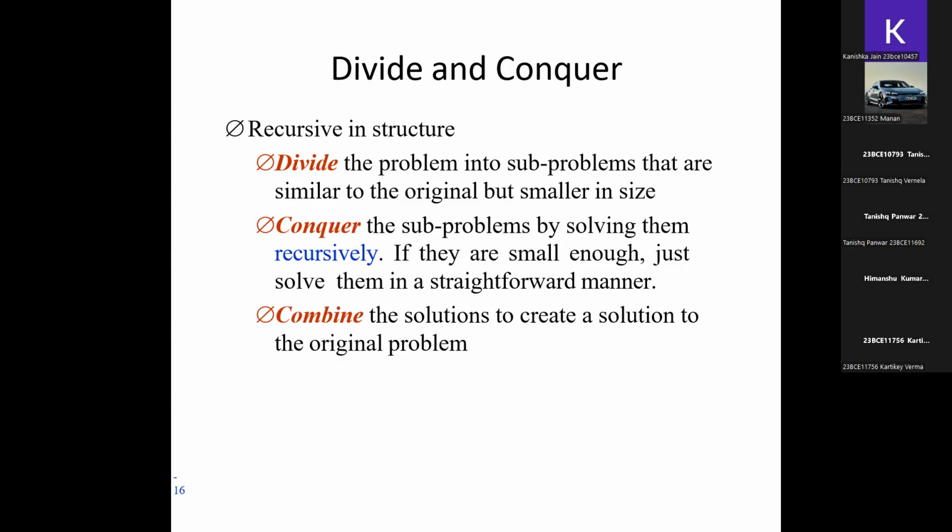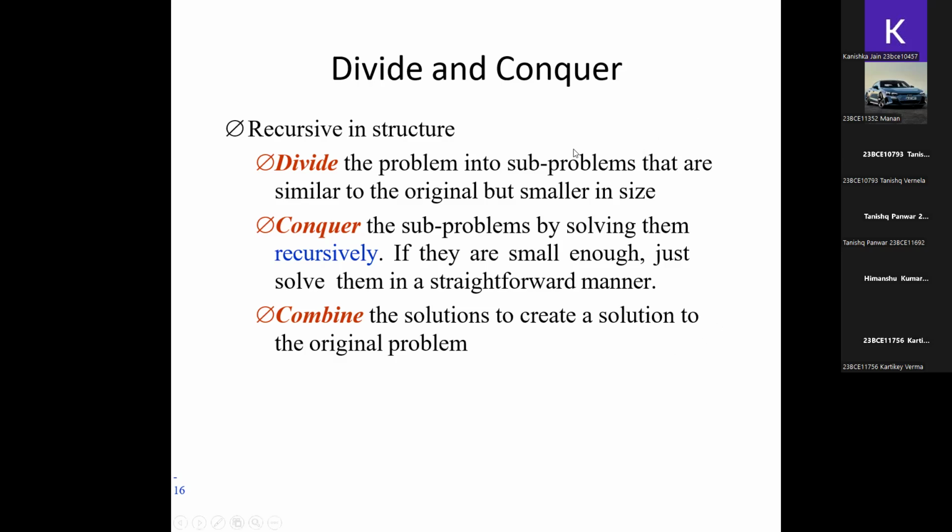Then combine the solutions to create the solution of the original problem. So in the divide and conquer approach, we are following three steps. Use the recursive method to solve the problems. Before solving the problem, divide the big problem into small subproblems. Solve each subproblem separately and get the solution. Then merge all the subsolutions together to get the overall solution.